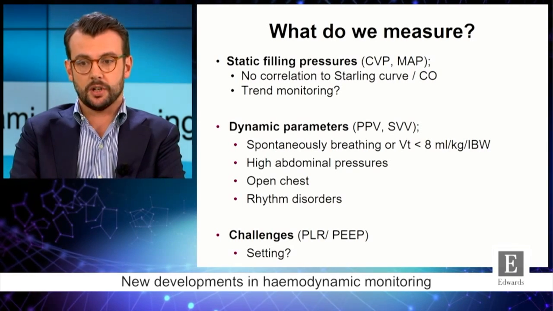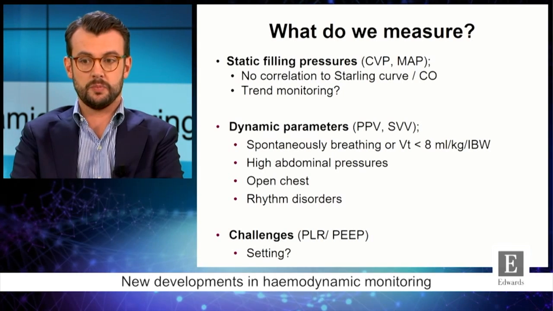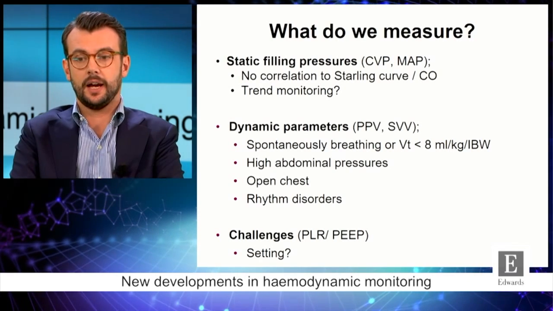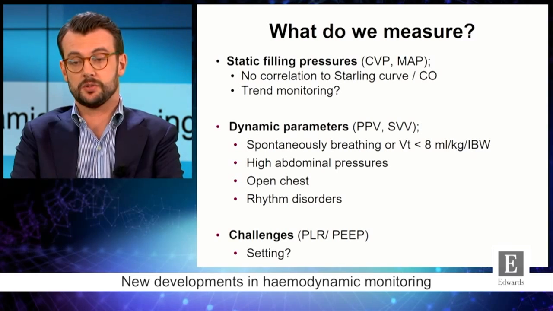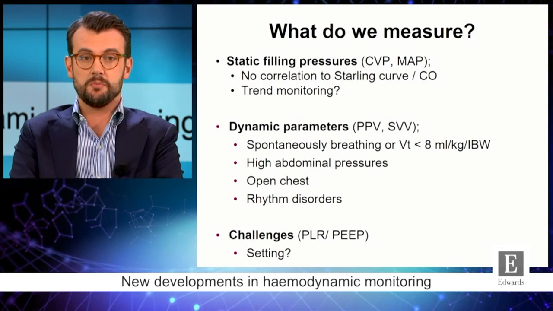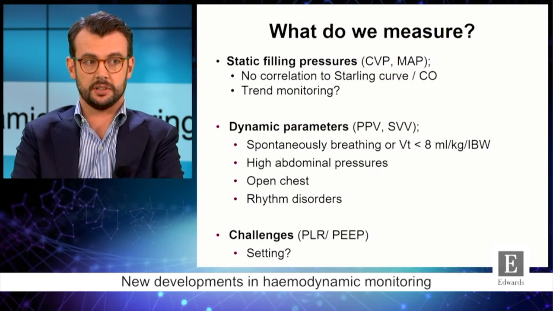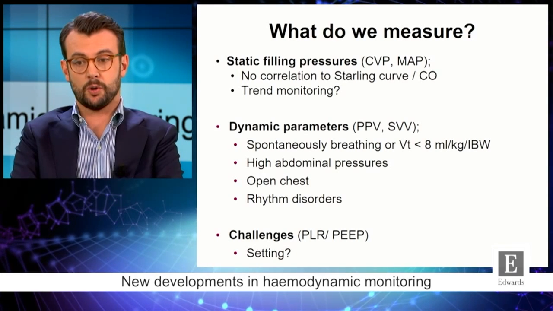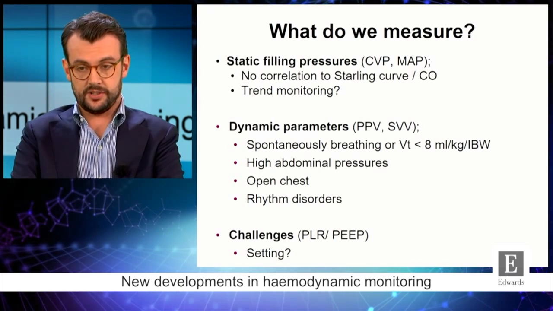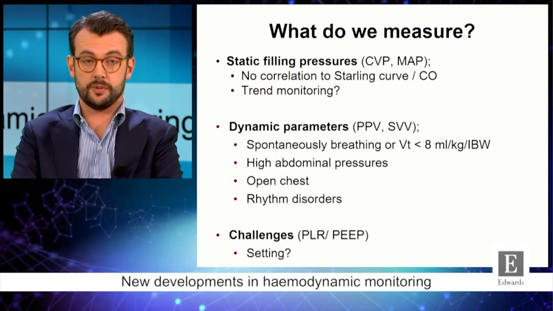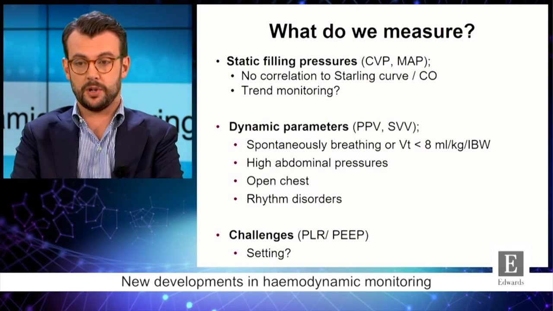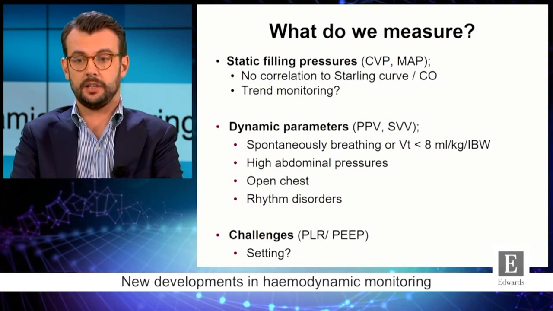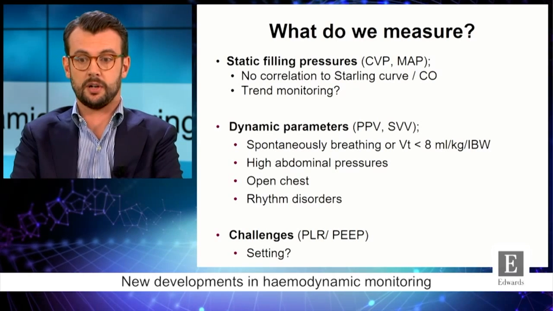Looking at dynamic parameters, they've got a lot of attention over the last decade. PPV and SVV, pulse pressure variation, and stroke volume variation. That's looking at the interaction of the lungs with the cardiovascular system. And they have some limitations as well. They look promising, but we don't use them in spontaneous breathing patients. And of course, tidal volume needs to be sufficient to actually assess them. And again, other situations that occur in theatre quite often, like abdominal pressures during laparoscopy or open chest conditions, they all influence the quality and the accuracy of these parameters.